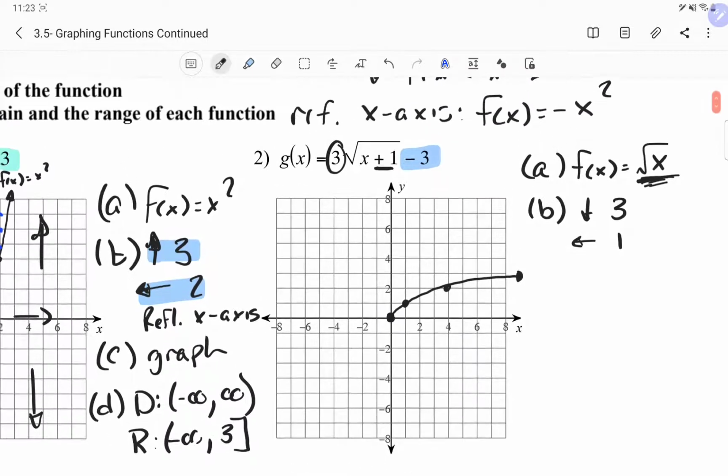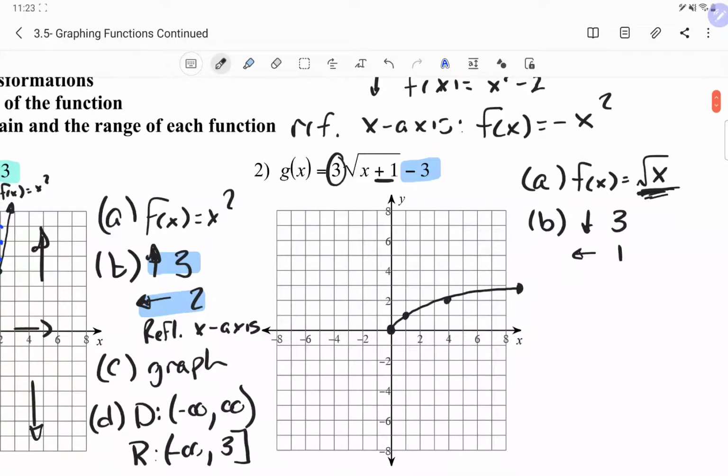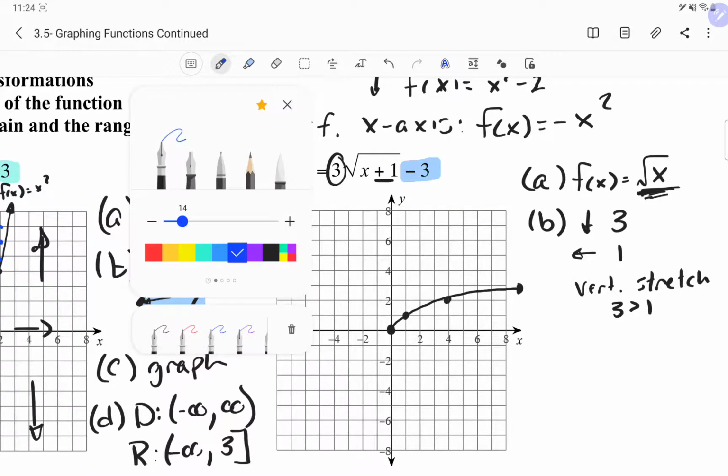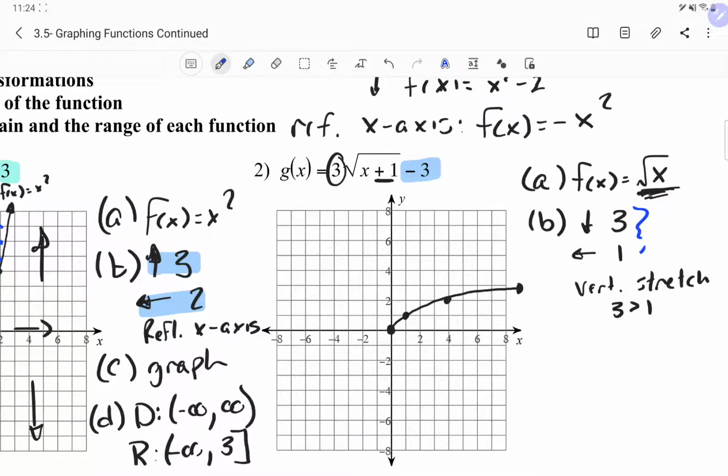And remember that if it is greater than 1, it is a vertical stretch. If it is between 0 and 1, it is a vertical compression. Okay, so in other words, it's affecting the y value. So it is a vertical stretch because 3 is greater than 1. Now what that means is when I'm done graphing these two parts, each of the y values I'm actually going to shift up by 3 instead of 1.